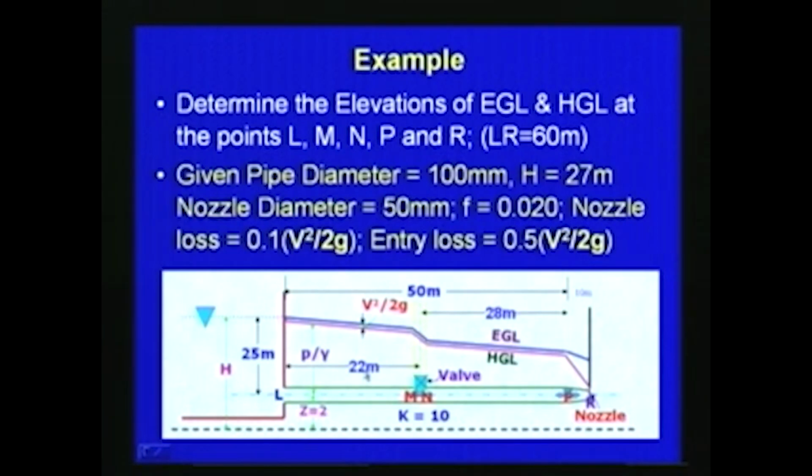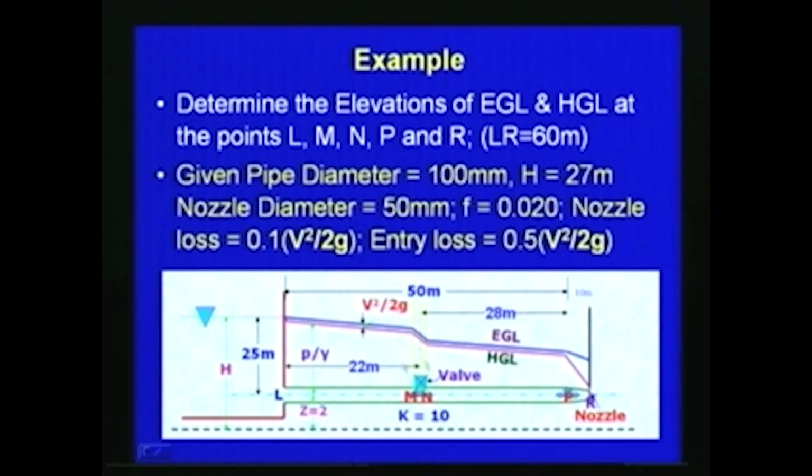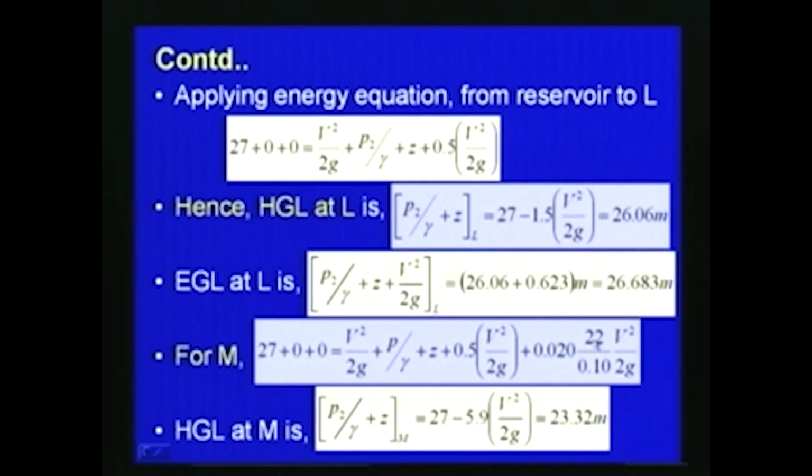Now the third point is we will be calculating the elevation of HGL and EGL with respect to location M. So, we will now use the Bernoulli's equation with respect to point M. That is 27, the reservoir head, plus 0 is equal to V square by 2G plus P2 by gamma plus Z plus 0.5 V square by 2G, which is the entry loss, plus we are considering the pipe length here, FL V square by 2GD. Here M is at 22 meter from here. So, we can write 0.020 times 22 V square by 0.1 2G as shown here.